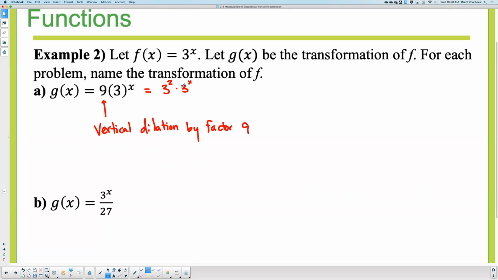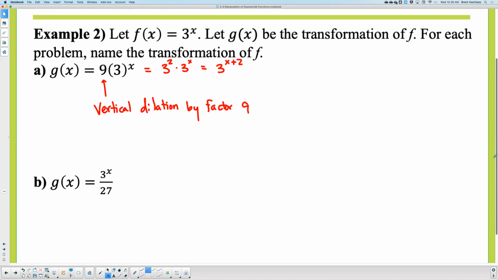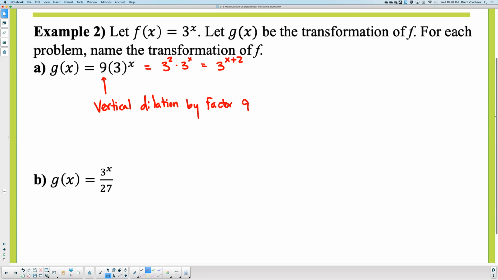What do you do when you have the same base being multiplied? What do you do with the powers? You add them. This is 3 to the power of x plus 2. There you go. Now, would it be a vertical dilation? Yes. No. Yes, it's horizontal. It's with x. And it's a translation. Good.